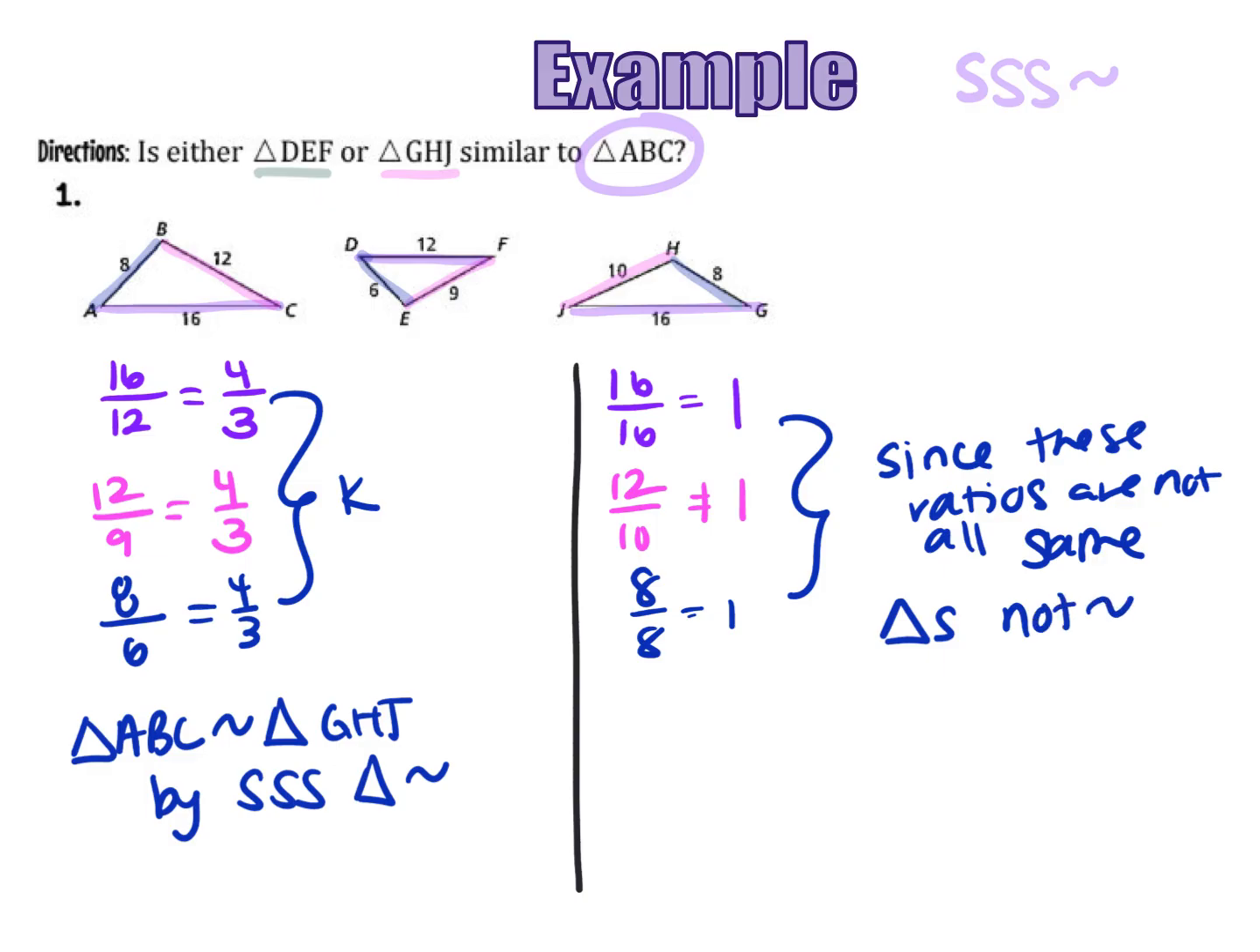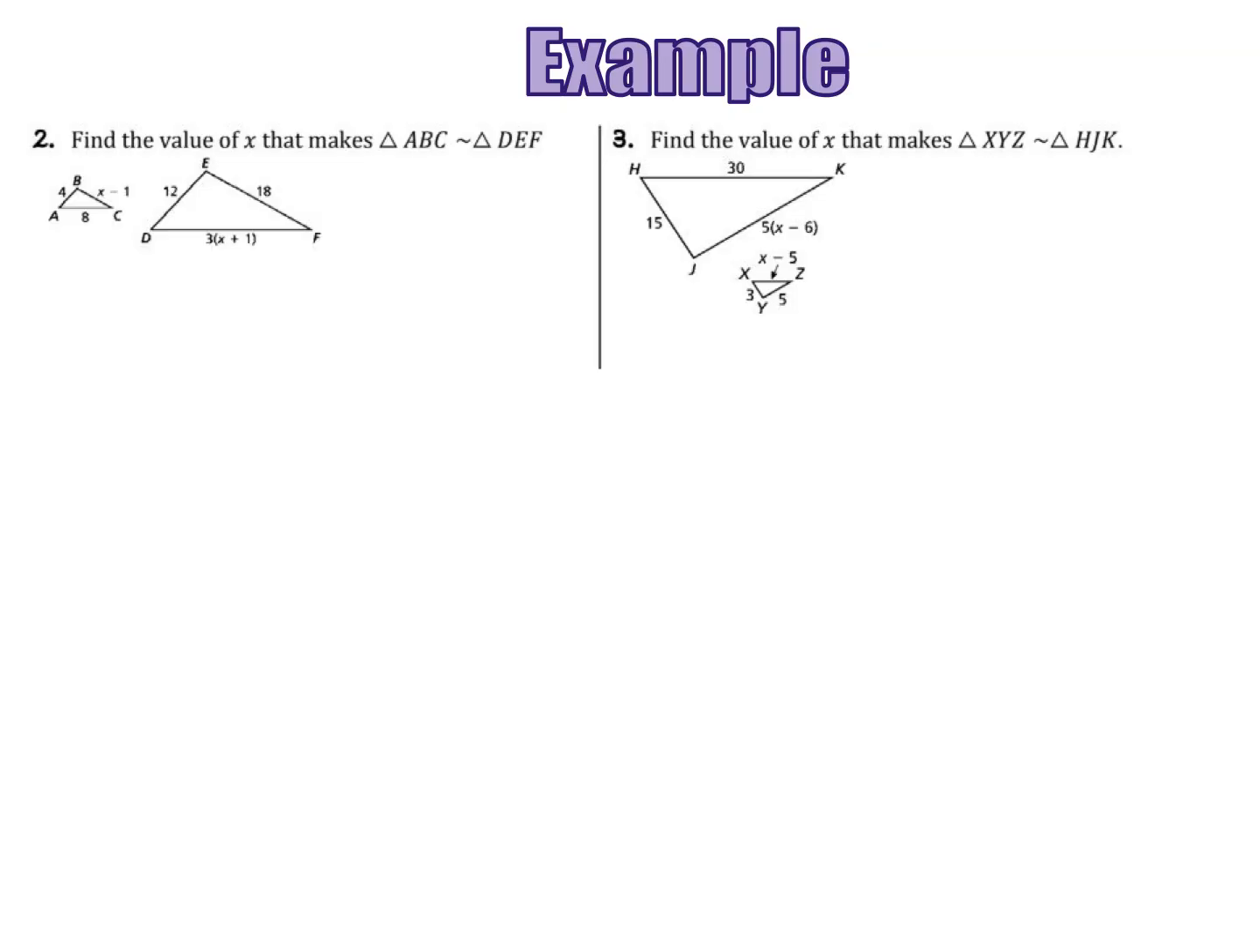Let's look at some more examples. For both of these sets of examples, we're going to be finding the value of x that makes the two triangles similar. So we, again, want to find those proportions, those ratios that should be equivalent, and then we can set up a proportion to solve for x.